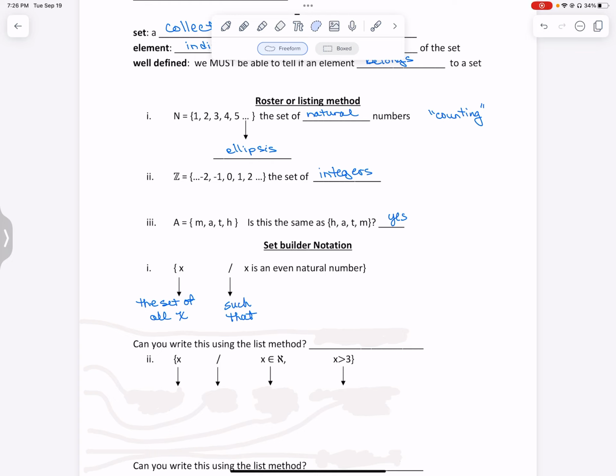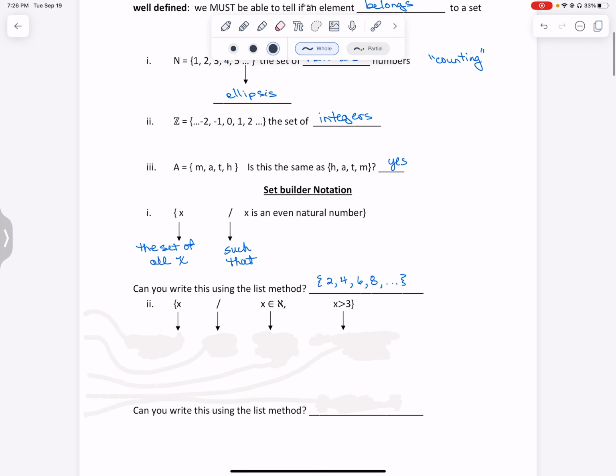Natural number, it's the stuff we count with, right? So it's not going to be negatives. It's not going to be fractions. It's just going to be all our even numbers. So we're going to write it as a list: 2, 4, 6, 8, and so on. Notice I have little brackets at the end. That's using the listing method.